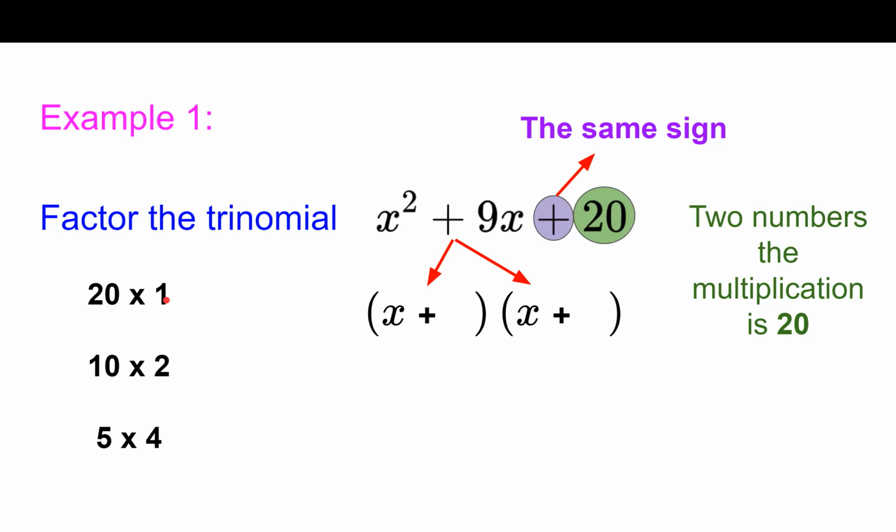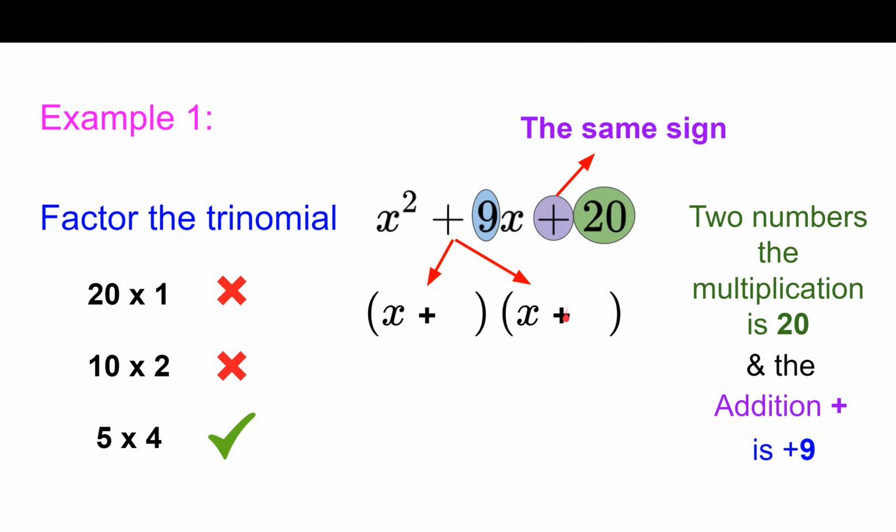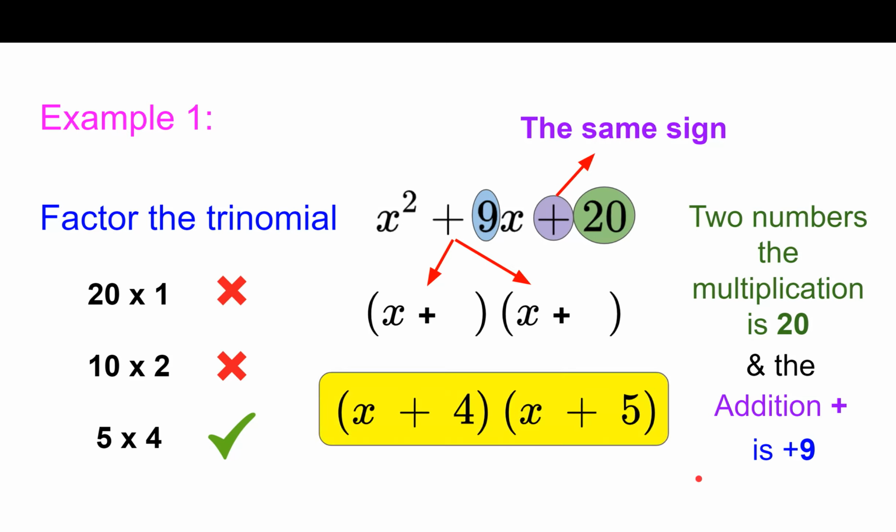Could it be 20 times 1? Well, 20 plus 1 gives you 21, not 9, so it cannot be the first option. Could it be 10 times 2? The multiplication is 20, but the addition is 12, not 9. 5 times 4: the multiplication is 20 and the addition is 9. So we figured out the numbers, 5 and 4. You put them after the x, and since they're both positive, it doesn't matter which order you put them in. This is the answer.